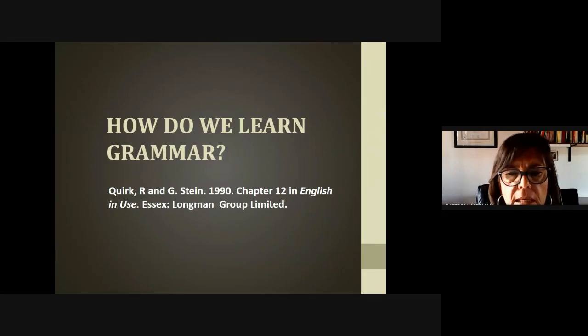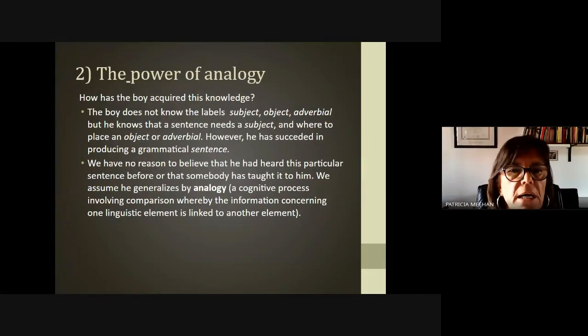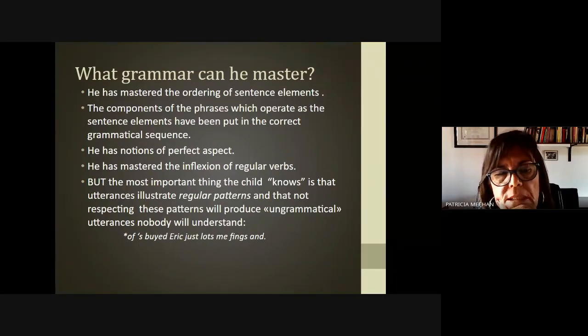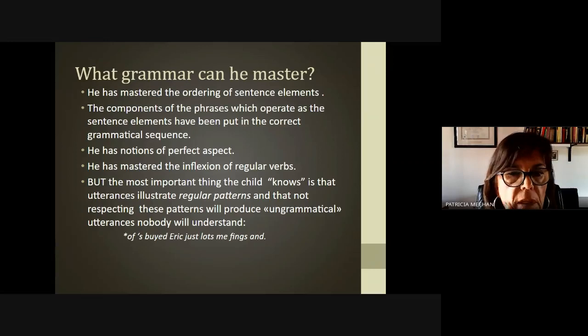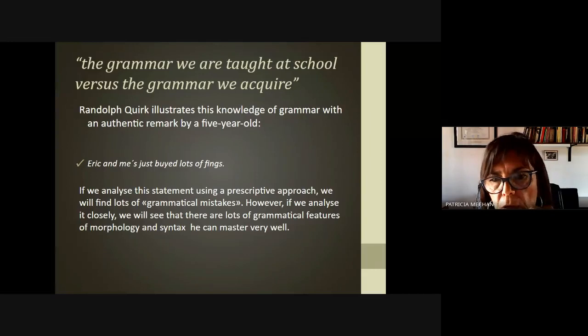I think it's slide number 7. There, yes, go back. The one before, there. Randolph Quirk, and you have worked with this, exemplifies what can be ungrammatical and what is not by means of this example. Remember? Maybe it's in the previous slide so that we can see the one that is grammatical. There, thank you. It says, Randolph Quirk illustrates this knowledge of grammar with an authentic remark by a 5-year-old. Eric and me just buy lots of things.